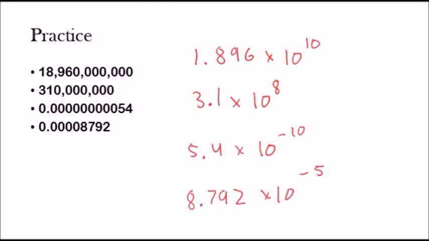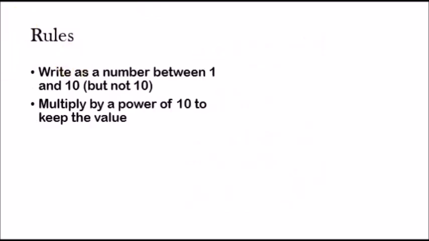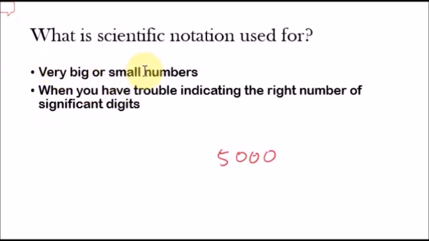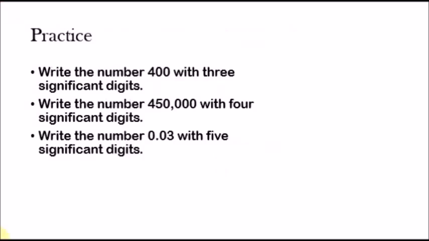Now let's look at the second part. We know how to write very big or small numbers using scientific notation. Now let's see examples where you have trouble indicating the right number of significant digits, and you're going to have to use scientific notation in those cases. So here, write the number 400 with 3 significant digits. We're going to write this number using scientific notation, so we'd say 4.00 times 10 to the second.